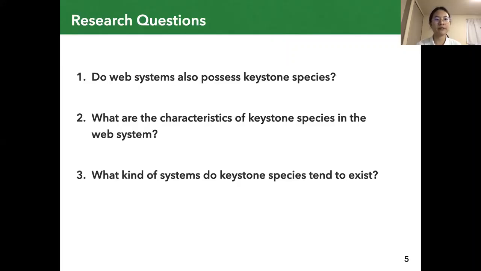However, there are very few studies about the keystone species in the context of web systems. Therefore, we apply this concept to a web system and find whether the web system also possesses keystone species, what the characteristic of keystone species is, and what the characteristic of the community itself is in which keystone species tend to exist.